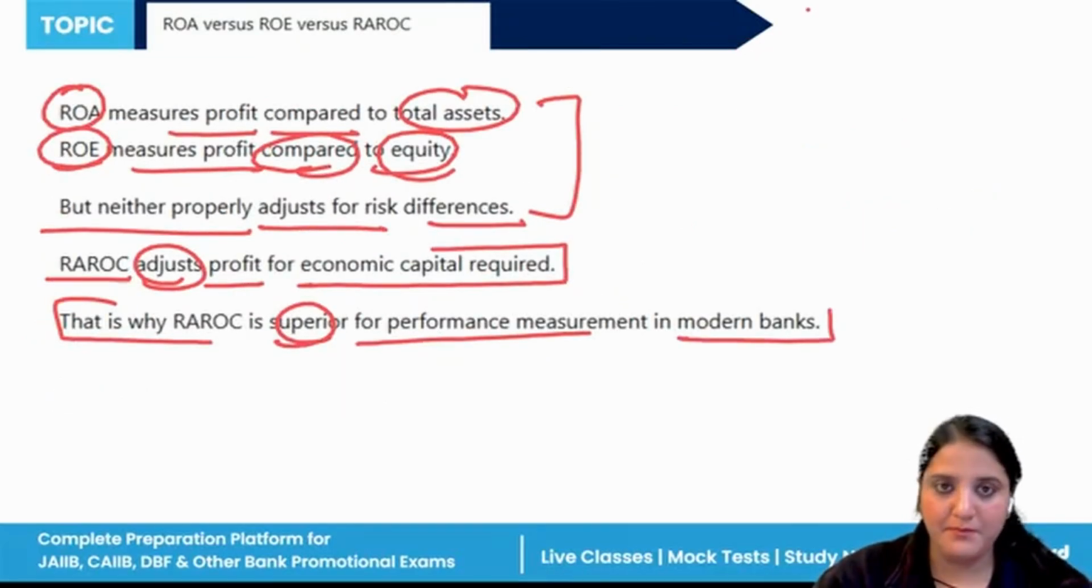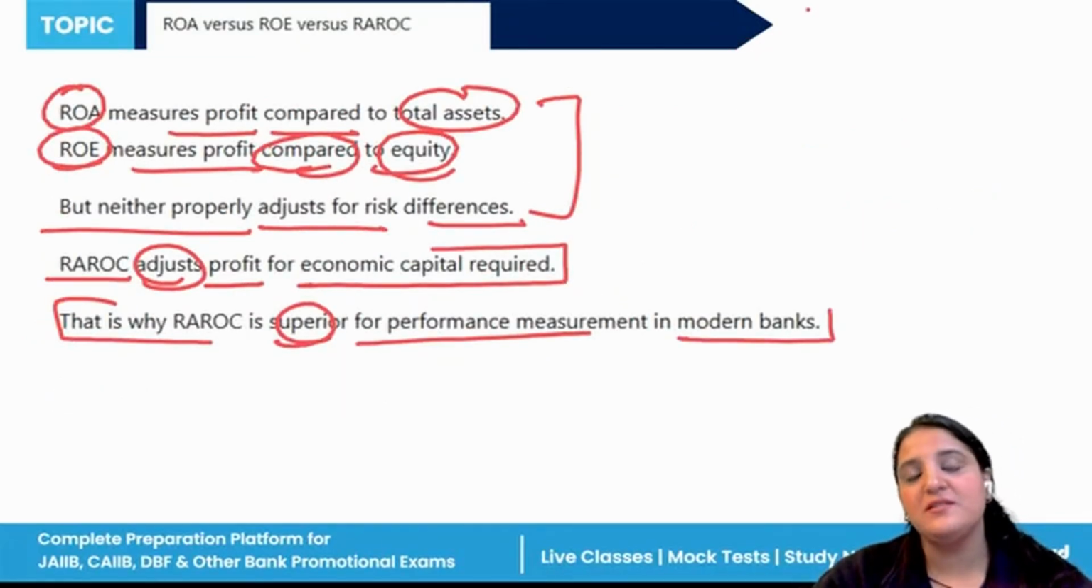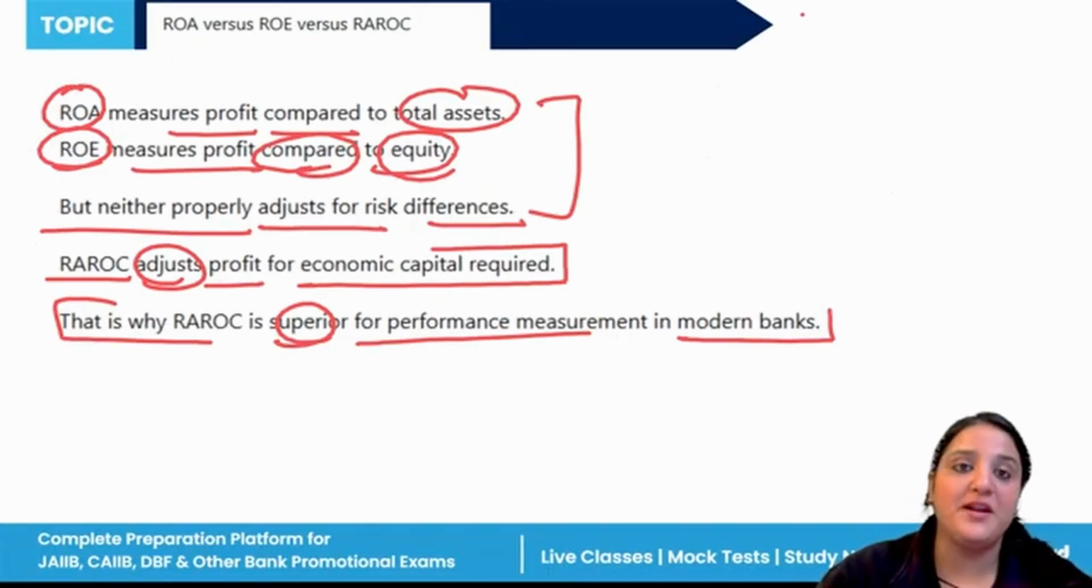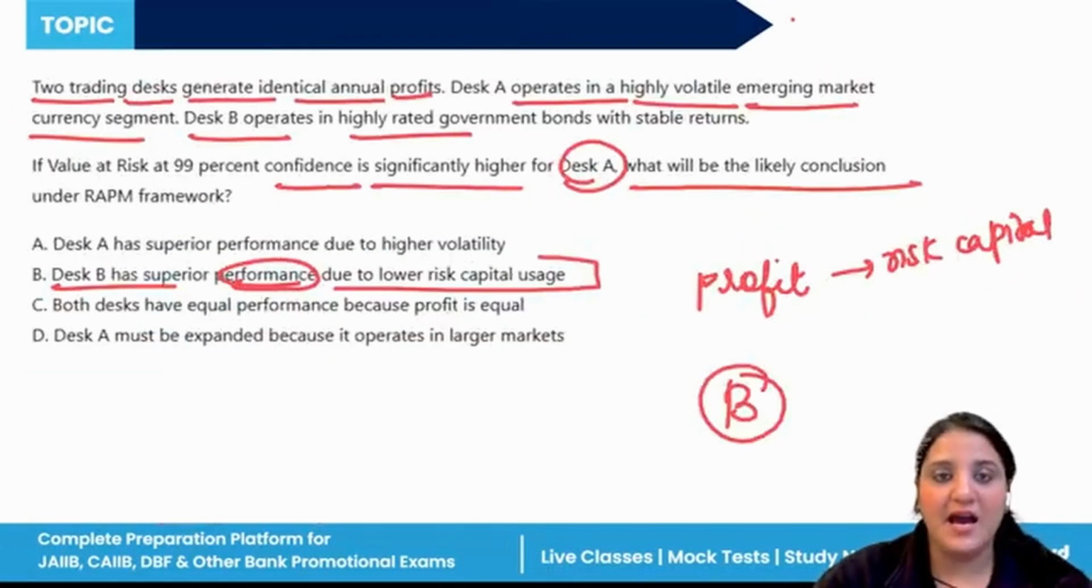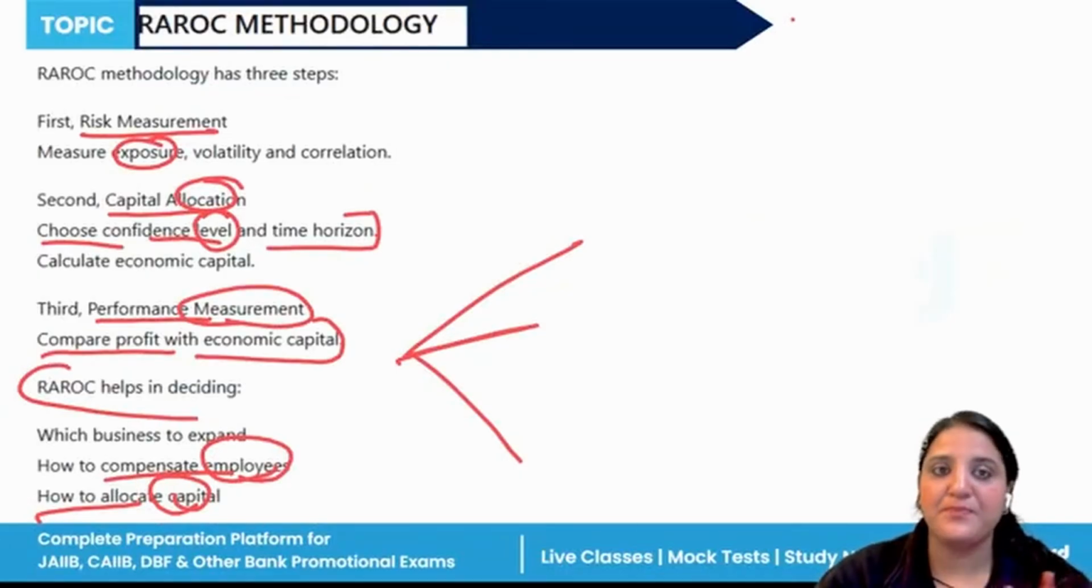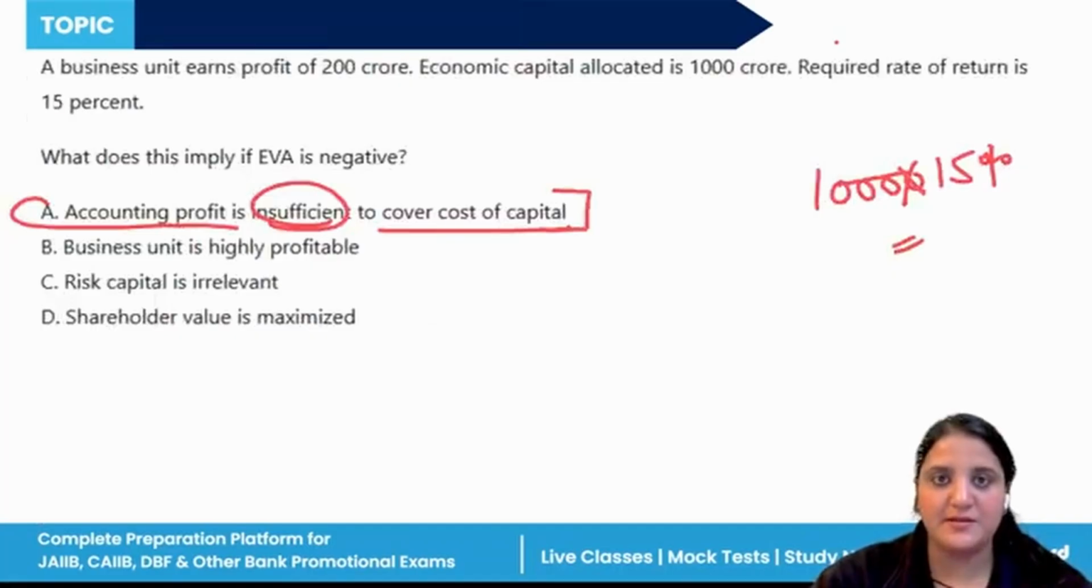ROA is a ratio that measures the profit against the total asset. ROE measures the profit compared to the equity. Then RAROC methodology has 3 steps: risk measurement, allocation of the capital, and performance measurement.